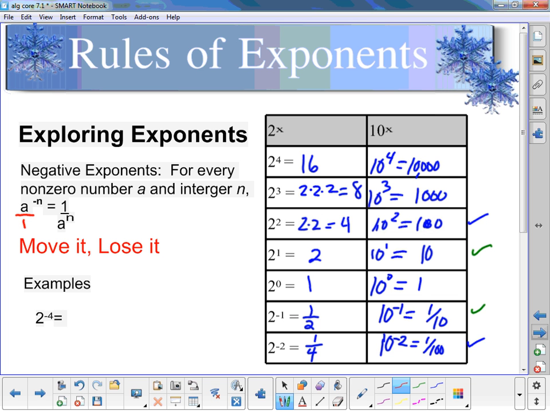Or we can say move it and lose it. So we're going to move it. So right here, in this example, 2 is in the numerator. So I am going to put it in the denominator, and then lose the negative. So instead of 2 to the negative 4th, it is 1 over 2 to the 4th. And if we need to simplify that, I can just look at the 2 to the 4th, which is 16, so one over 16.